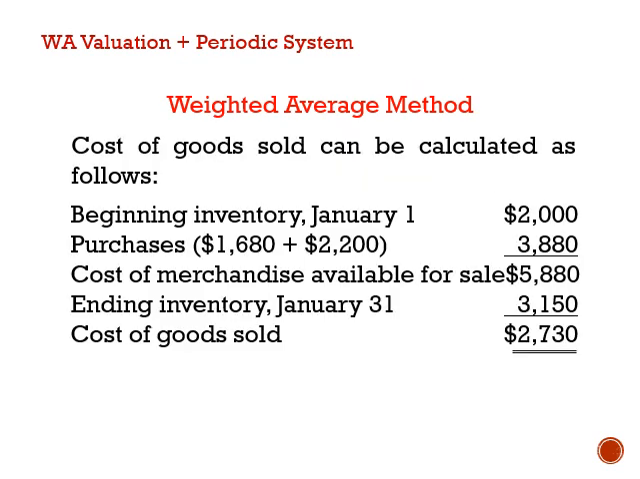For the calculation of cost of goods sold for the period, we can still apply the formula. Opening balance of 2,000 plus total purchase of 3,880, deducted from that the closing balance of 3,150, to get to the total cost of goods sold for the month at 2,730.